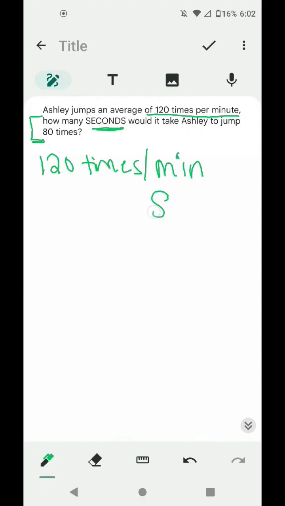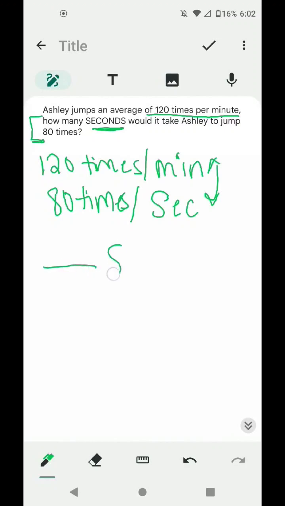They want the answer to be in seconds for 80 times. There, I have already recognized my units have changed and they are different. Therefore, I'm going to have to do a unit conversion, okay? So therefore, how many seconds are there in 1 minute? Well, there are 60 seconds in 1 minute.